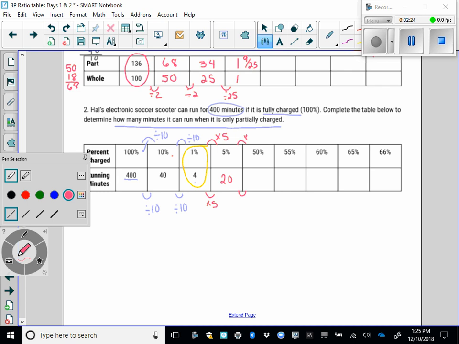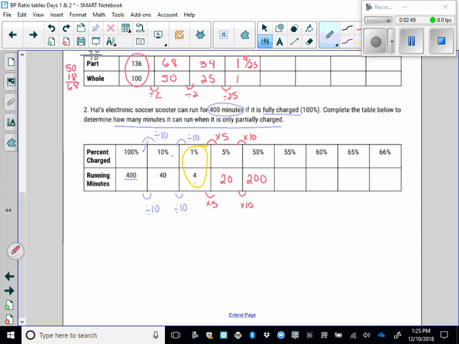50%, double. Oh, sorry, times by 10. Not paying attention there. Times by 10. Let me clean that up. Five times 10 is 50. 20 times 10 is 200 minutes. So think about if that makes sense. 100% is 400 minutes. So half of 100 is 50%, which is half of 400, 200 minutes.